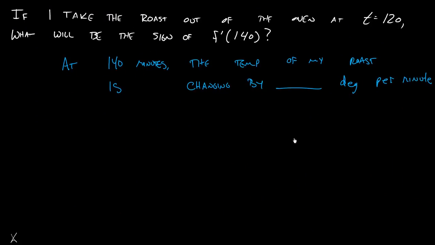And so what we've hopefully realized here is that since I've taken my roast out of the oven, at 140 minutes, the temperature of my roast is going to be changing by some negative value. It's going to be decreasing, right? It's not getting hotter now. It's changing by, we could just say maybe negative 10 degrees per minute. Hopefully not that steep, but you get the idea that f prime of 140 here will be negative. Okay, but that's a lot of what this section is. It's about interpreting and understanding derivatives. But let's look at an example that's more mathy, has more numbers. I know that's what you guys love.